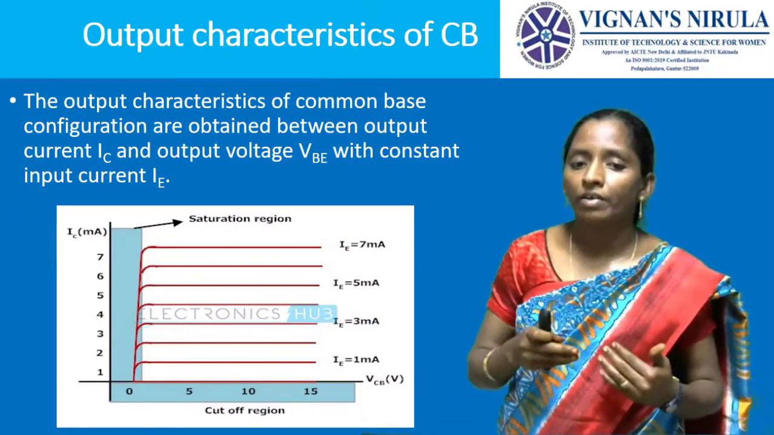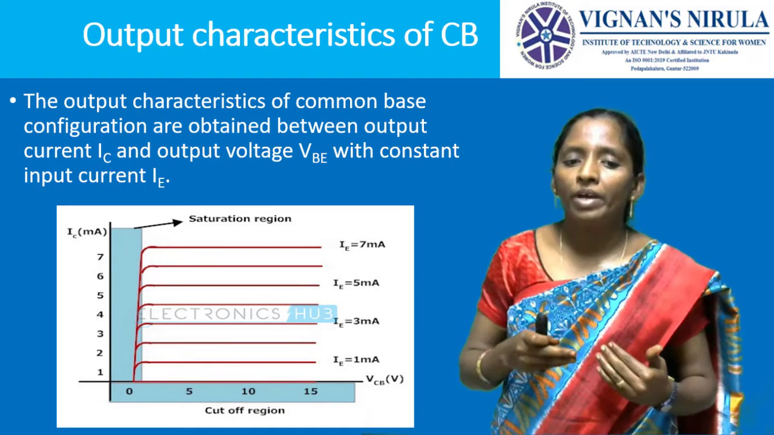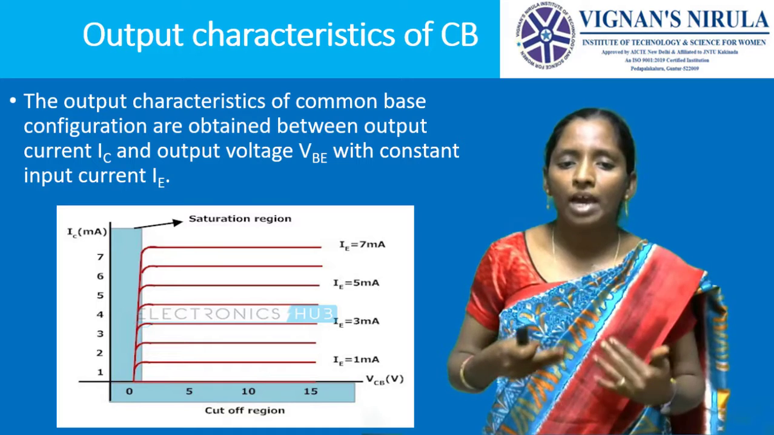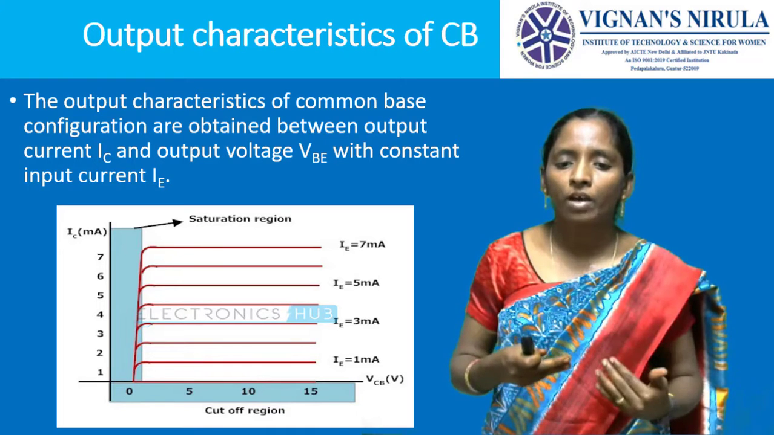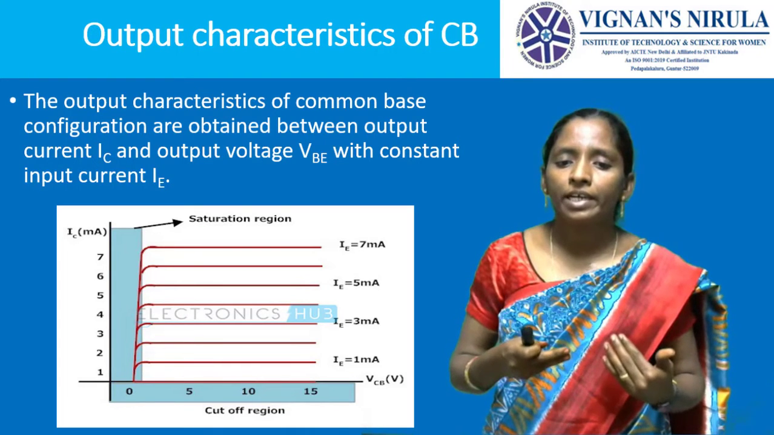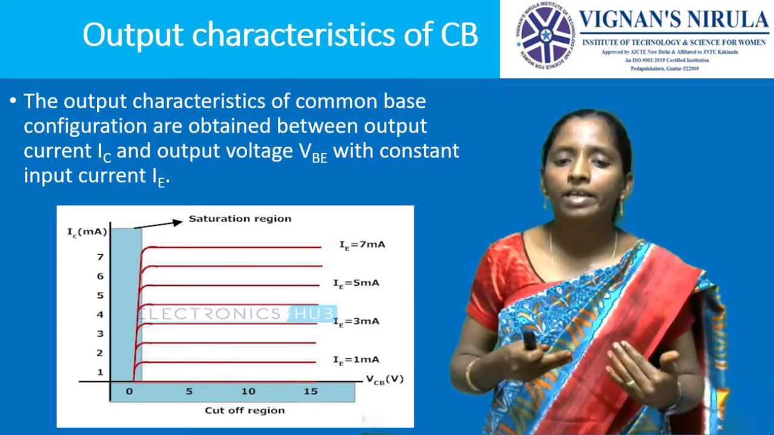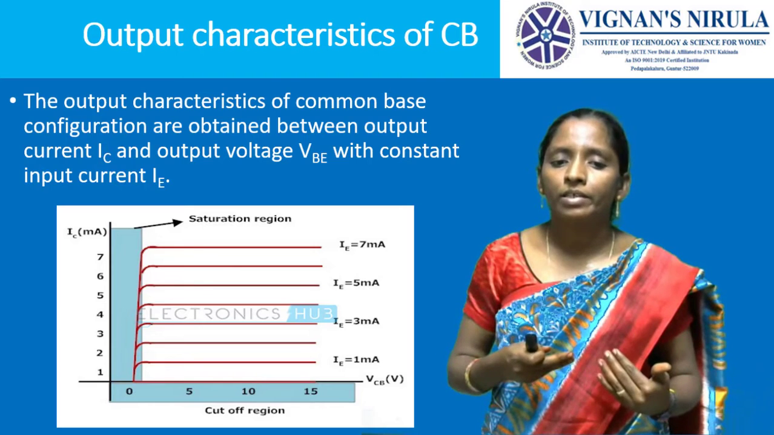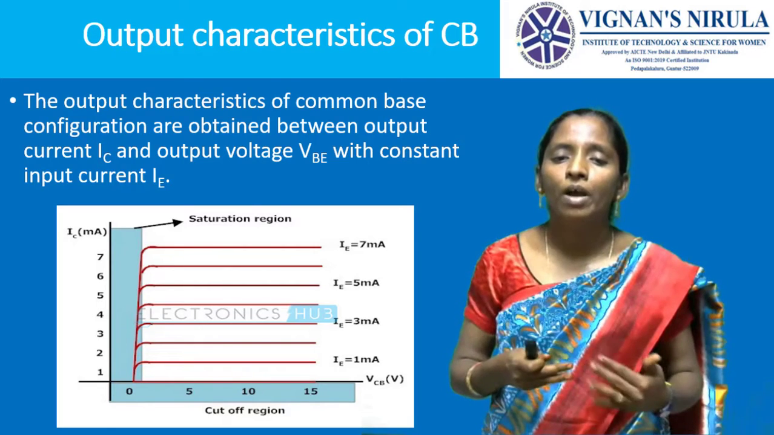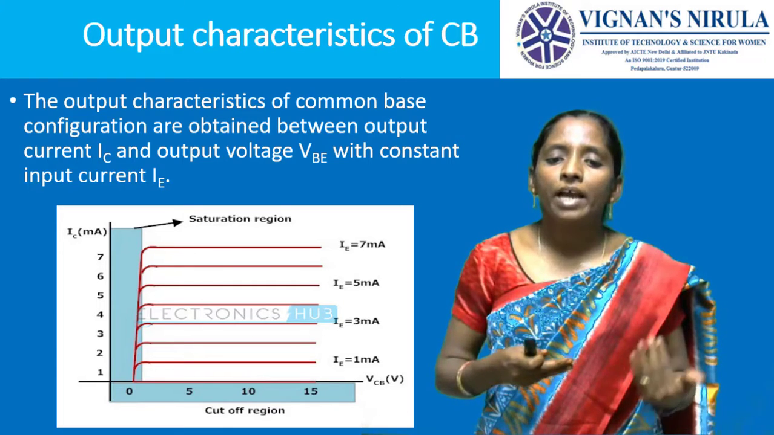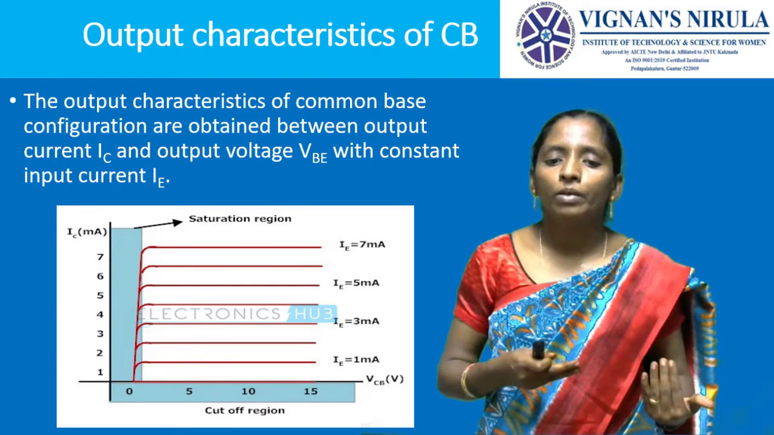Here there is a current flow when VCB is less. Circuit diagram and output characteristics of the common base configuration. IE is taken as 1 milliamp. At that time IC is approximately equal to IE because the emitter current is very small and the base current is very small. So we are getting a flat curve because IE is approximately equal to IC.